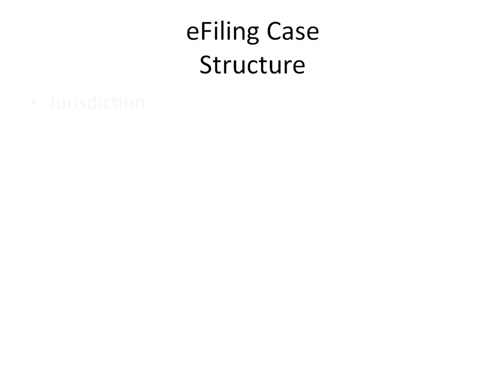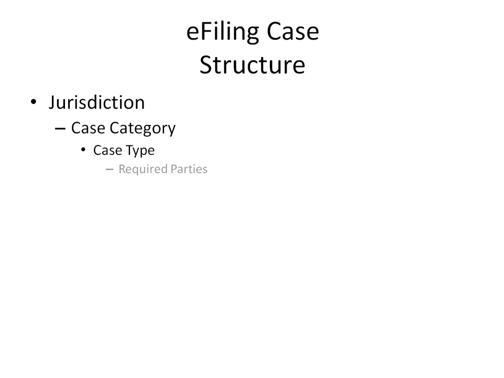E-filing case structure consists of a jurisdiction. For that jurisdiction, you will have case categories. For those case categories, you'll have case types. And for the case type, you will have required parties as well as filing types. And for filing types, you'll be offered a variety of optional services.